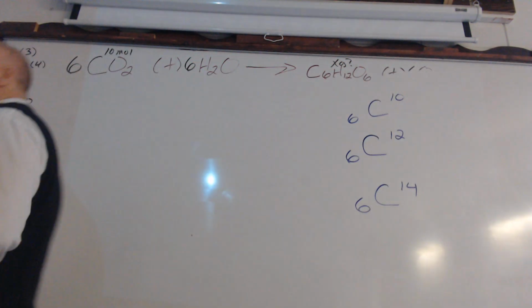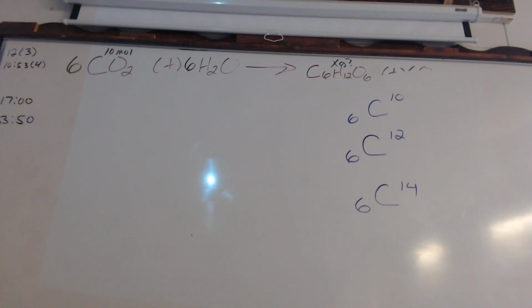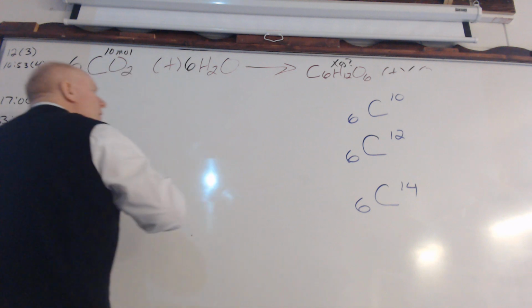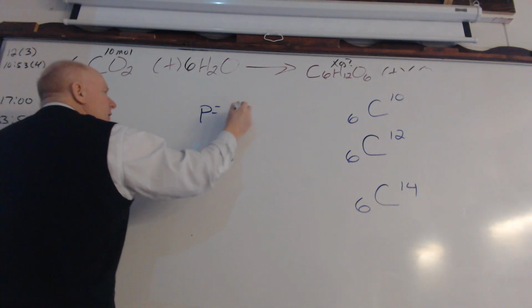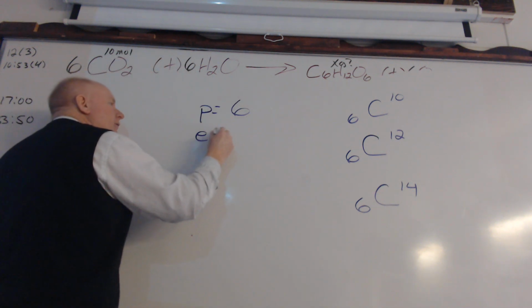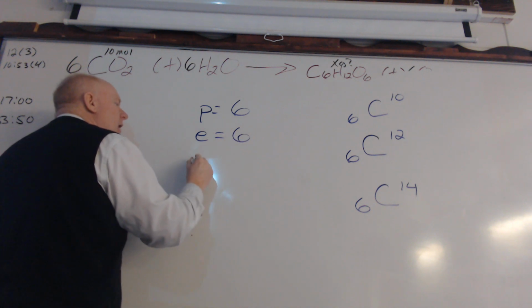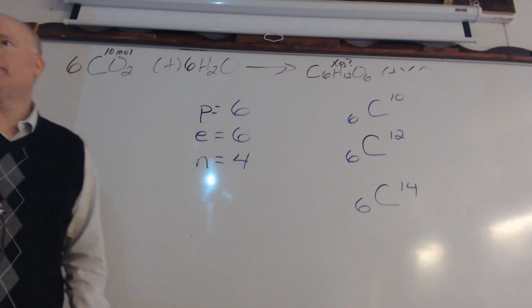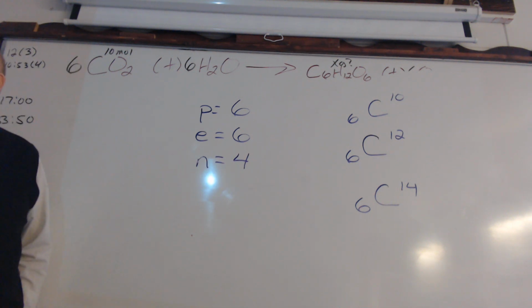Okay. So what I want you to do is pick one of those forms of carbon, top, middle, or bottom. Okay? So with this, okay, protons, 6, that's right. It's neutral. How many electrons are there? Okay? And then how many neutrons does it have? We said the top one. Because 10 minus 6 is 4. Okay?